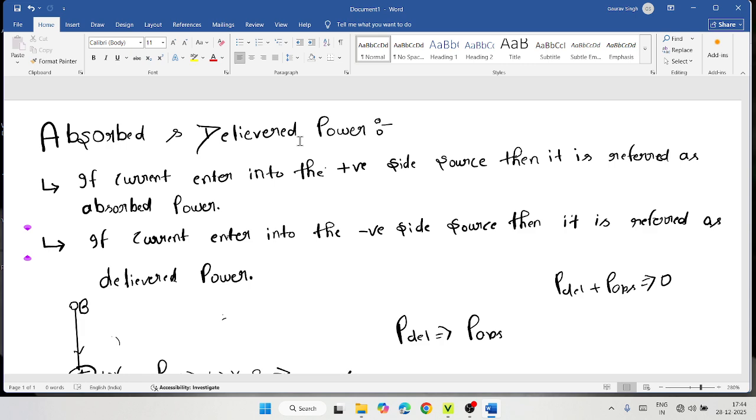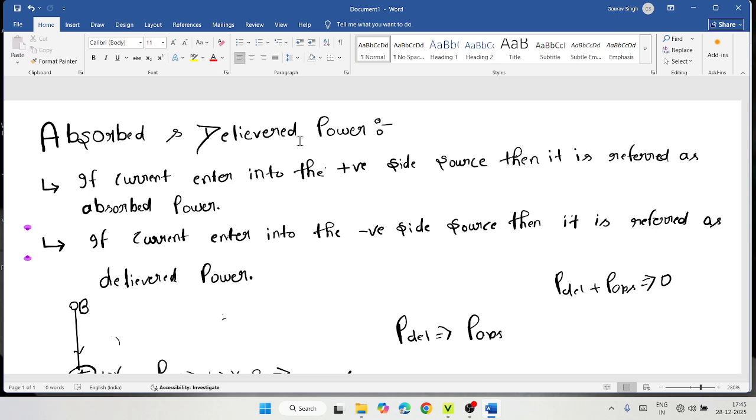Name is absorbed and delivered power. So the question arises, what is absorbed and delivered power? Why are we using absorbed and delivered power in circuit theory, and how can we use it? What is the process to find out the absorbed and delivered power?